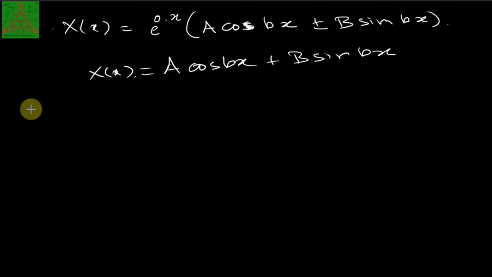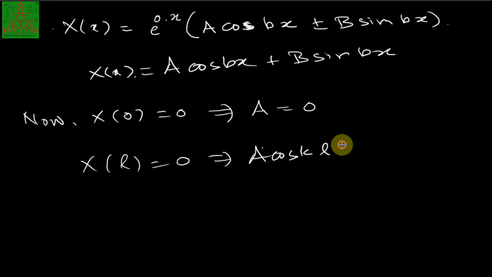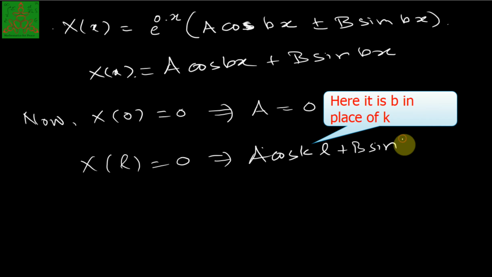Now, using the boundary conditions, X of 0 equal to 0 implies that if I substitute x equal to 0 here, we know that sin 0 is 0, so we'll have a is 0, because cos 0 is 1. And X of L is equal to 0 implies that a into cos bL plus b into sin bL is 0, but a is already 0, so that will imply b into sin bL is 0.